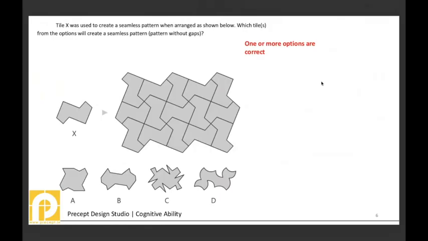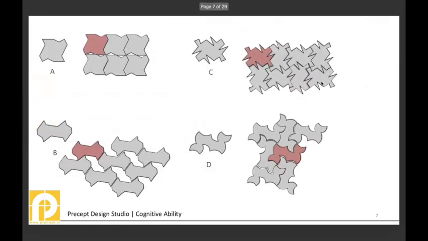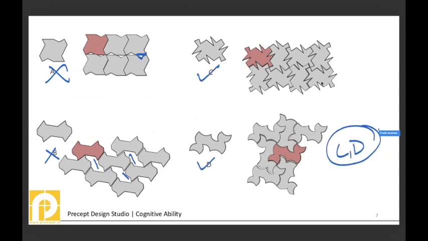Tile X was used to create a seamless pattern when arranged as shown below. Which tile or tiles from the options will create a seamless pattern without any gaps? Okay, one or more options are correct here. So this is how the repetition can happen, where option A will have these triangular gaps happening, so it's not possible. Option B also has these gaps happening, so even that is not possible. Options C and D are correct, which create this kind of a seamless pattern. Okay, we'll move to the next one.